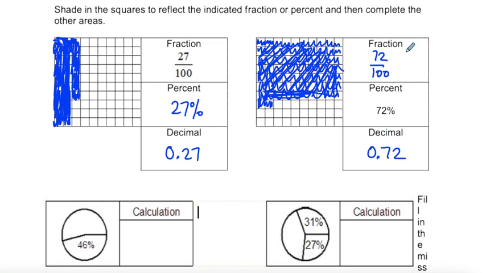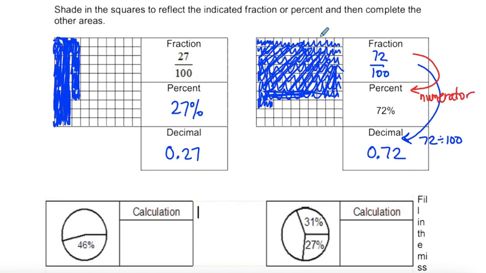Another way to think about converting between a fraction and a decimal is to take the numerator and divide by the denominator. So 72 divided by 100 will also give you that decimal. And to get from a fraction to a percentage, you would take just the numerator. So that's our trick there.